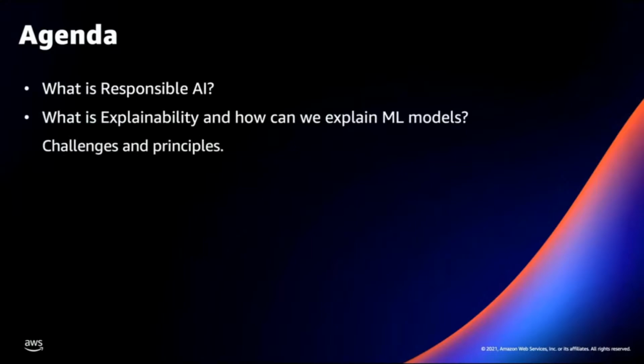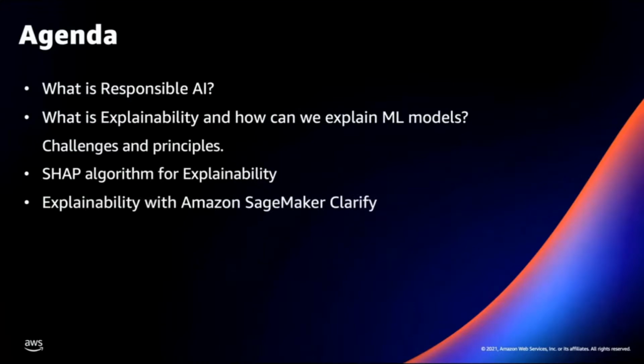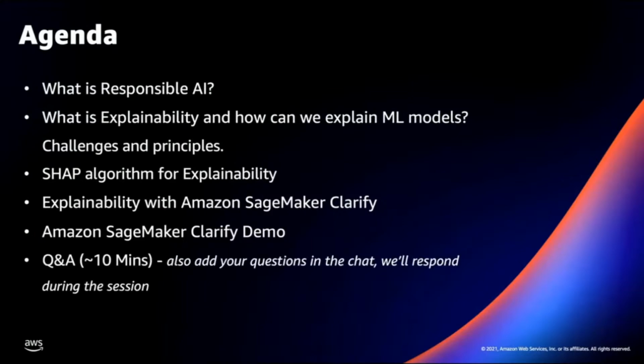So let me start by giving you a quick agenda for today. From responsible AI, we'll move on to explainability, the actual challenges and the principles behind that. And I will give you an explanation, pun intended, of SHAP, which is an algorithm that's underpinning the explainability functionality in Amazon SageMaker Clarify. Of course, we will do a demo, and time permitting, we'll have time for your questions. So please drop them in the chat during the session.